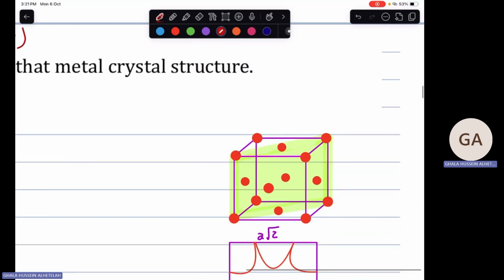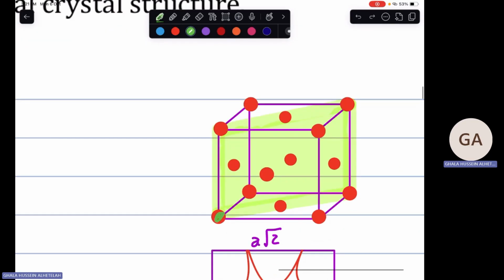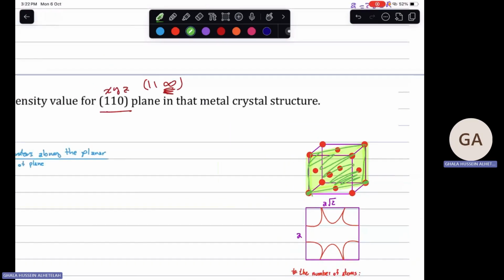Okay, so we have here, let's change the color. We have here an x direction, and also it is 1 in the y direction. So this is the plane, and also it is parallel to the z-axis. So this is our plane. Okay.